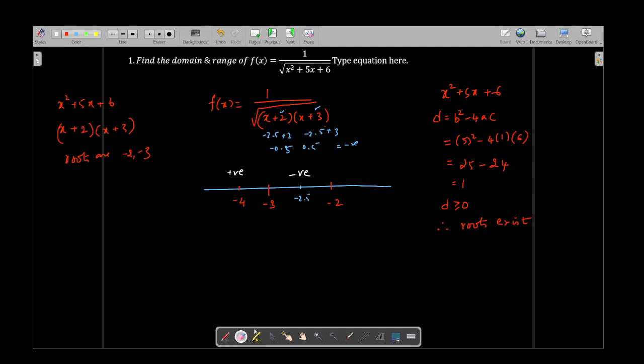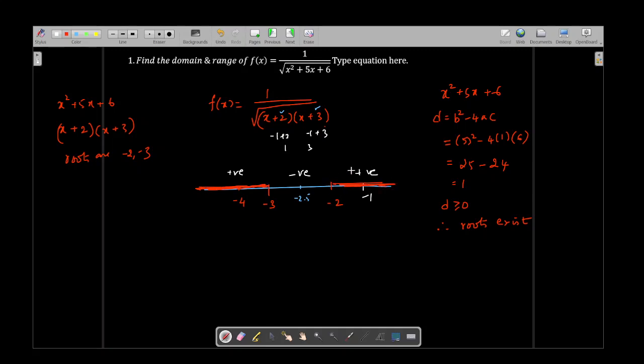What happens if you take greater than minus 2? Greater than minus 2, let us put minus 1. So minus 1 plus 2, minus 1 plus 3, 1 and 3 both are positive. If both are positive, the product is also positive. So here it is positive. So the domain is wherever the product is positive. So here it's positive, and here it is positive.